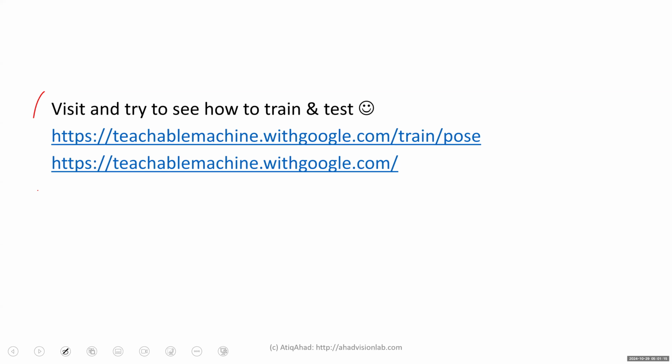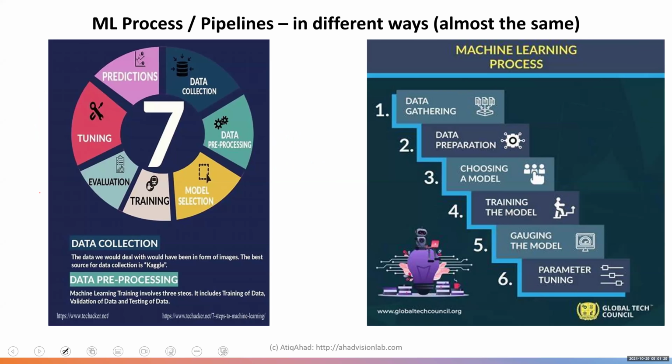Now, I strongly recommend that you go to teachablemachine.withgoogle.com. It shows different kinds of training and pose estimation related methods. I copied here different machine learning processes or pipelines, because different books and materials have almost the same thing, but the pipeline looks different. For example, data collection, data pre-processing, model selection, training, and model evaluation. If the evaluation needs some fine tuning, it's done, and finally go for predictions or results and production. So this is one type of machine learning pipeline.